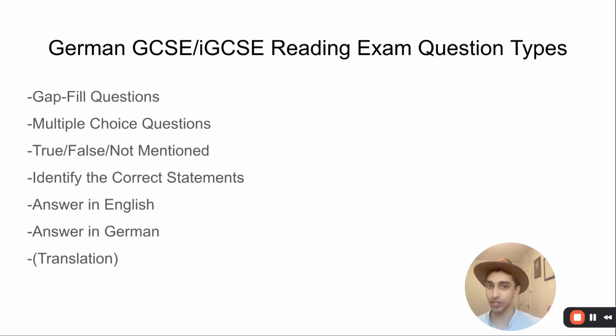These are the most common question types. It's not an exhaustive list of all the kinds of questions that could potentially come up in your reading exam, but it definitely covers by far the most common ones, and the ones that together collectively make up the majority of questions in the reading papers too. So these include gap fill questions, multiple choice type questions, questions which you have to answer true, false, or not mentioned, questions where you have to identify the correct statements, questions where you must answer in English, questions where you answer in German, and in brackets at the bottom there is translation.